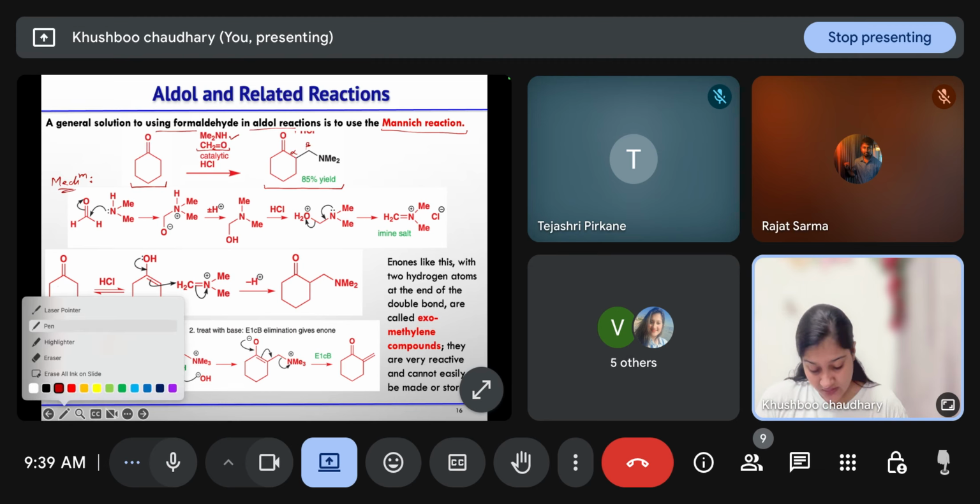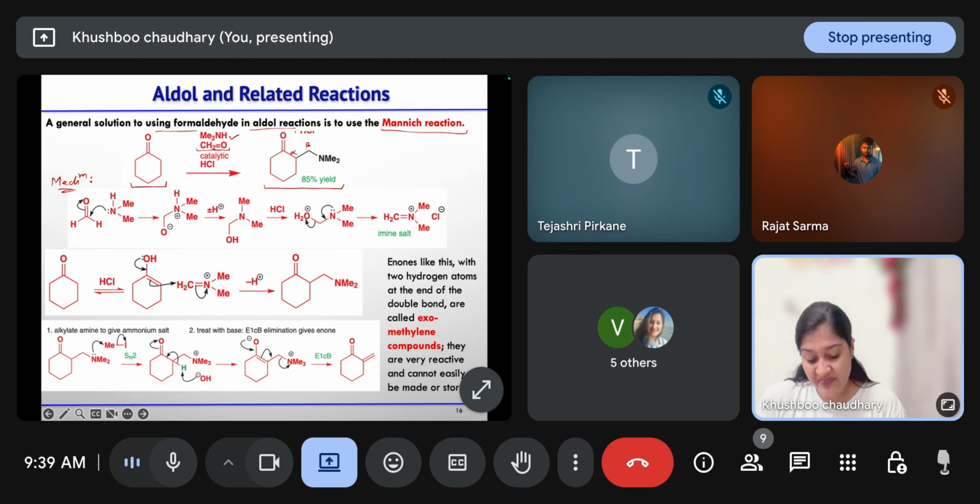First, the amine and formaldehyde are mixed in the reaction vessel. The amine will react with formaldehyde: the nitrogen lone pair will attack the electrophilic carbonyl carbon, and this O negative species will generate first. After protonation, we will get this. Then we will add acid, and the acid will protonate this hydroxyl group, and the nitrogen lone pair internally will remove water. So we will get this imine salt.